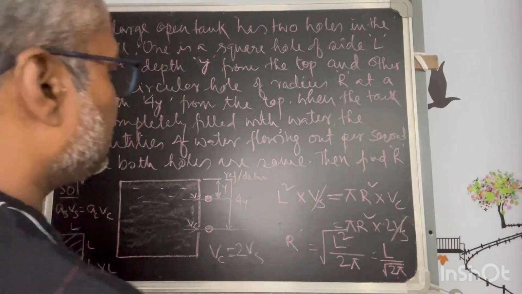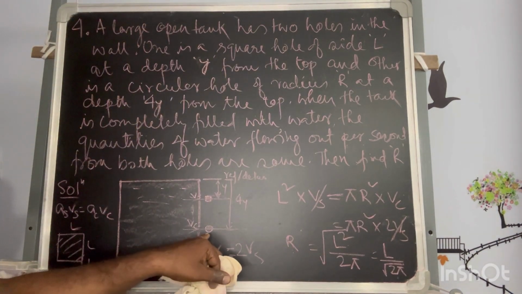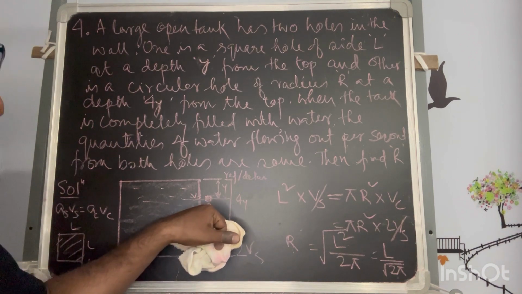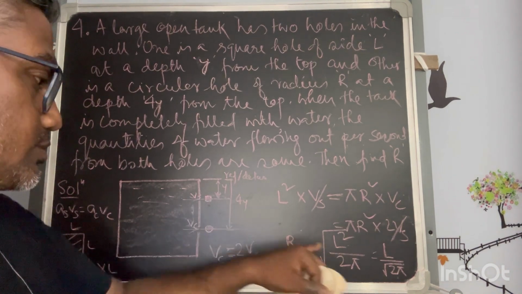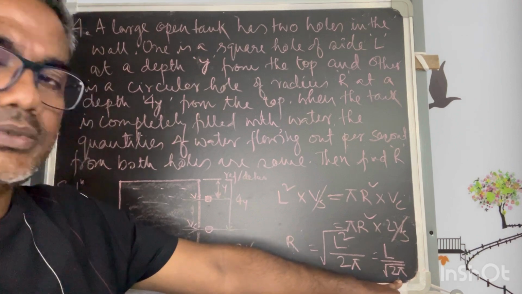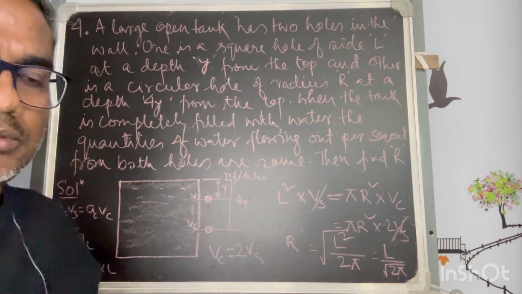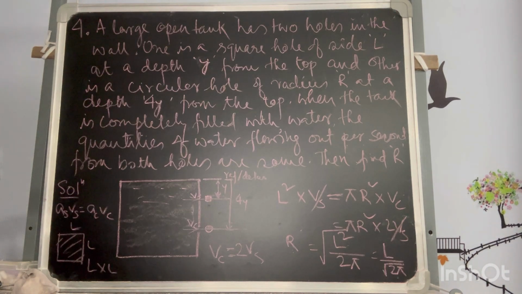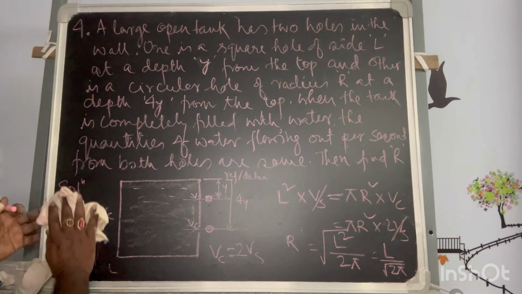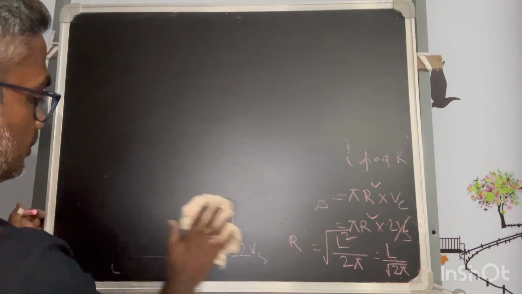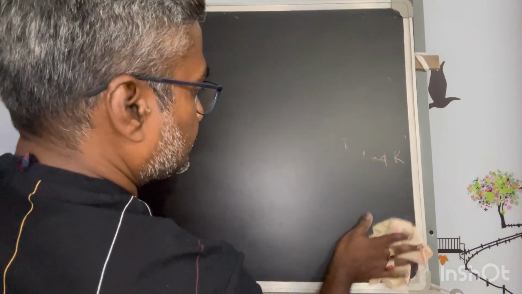So this is the radius of the circular cross section, with respect to the length l of the square cross section, divided by 2 pi. This will be the relation, and this is your value of r. Understood? Okay. So now we will move to the next problem, that is problem number 5.